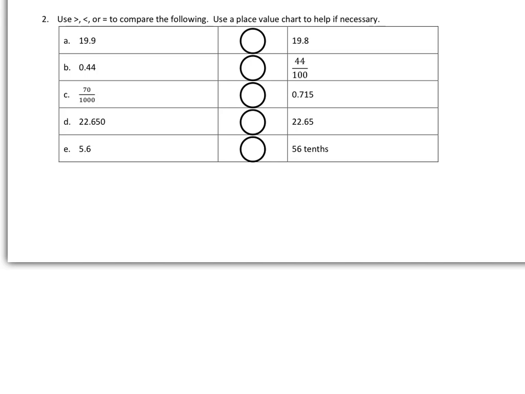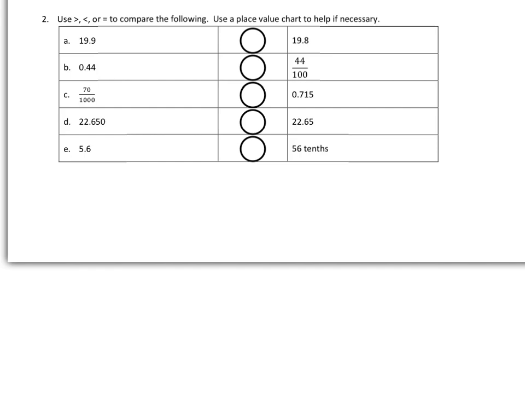We are now on question number 2. Number 2 says use greater than, less than, or equal to compare the following. Use a place value chart to help if necessary. I'm going to do parts A, C, and E. When you are watching this at home, you will try to do B and D once I have completed the 3 problems. In problem A, we are comparing 19 and 9 tenths and 19 and 8 tenths.